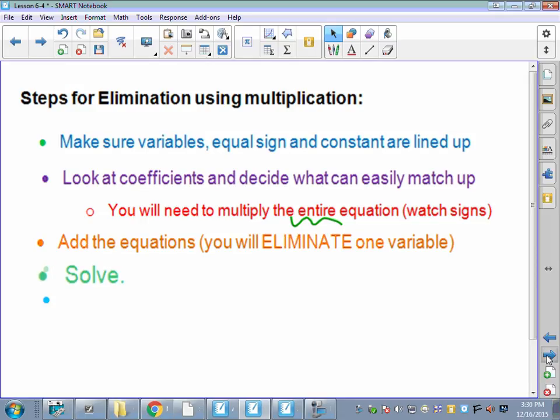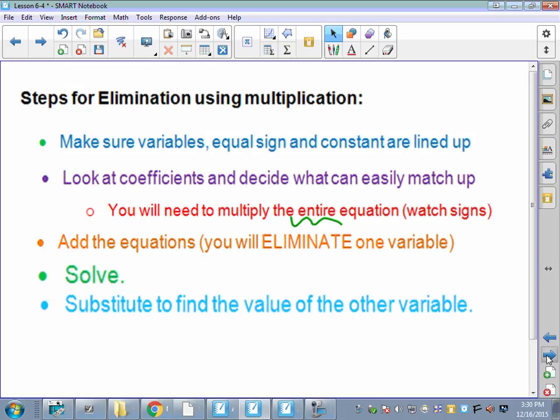Go ahead and solve that so that you know what one of your variables is equal to, and then substitute to find the other variable. Because remember, your answer is an ordered pair. We need an x and a y. If for some crazy reason they give you s's and t's, you're just going to put those as an ordered pair. Always just go alphabetical. So let's try a problem or two.